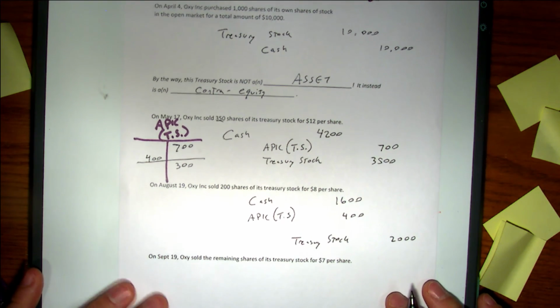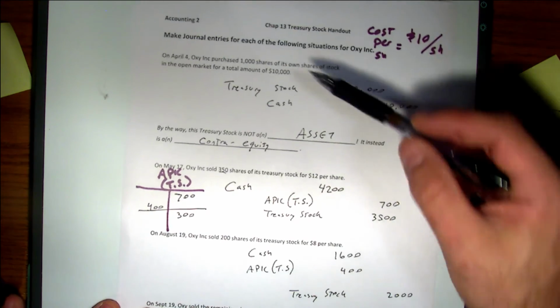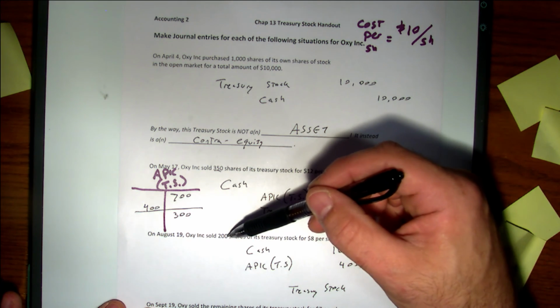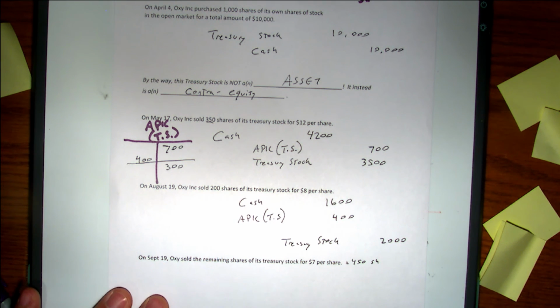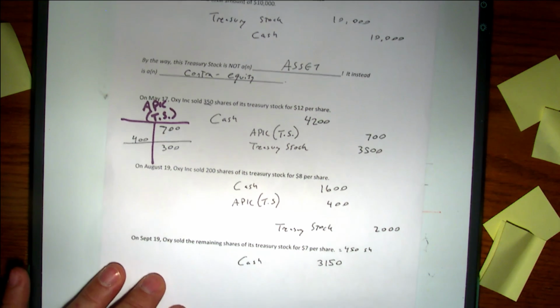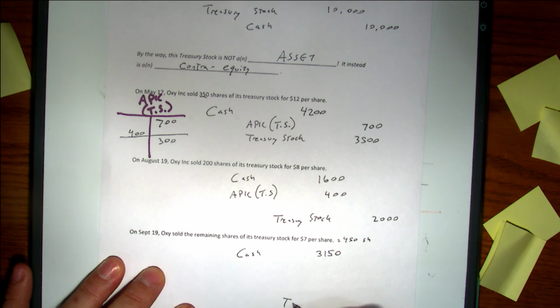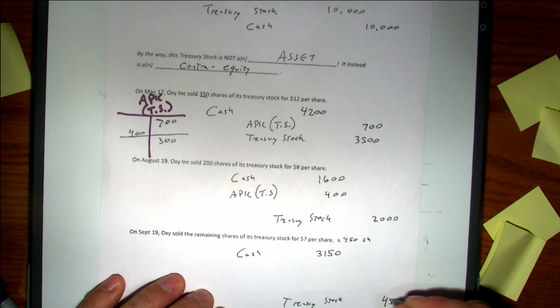Lastly, on September 19th, we sell the remaining shares of Treasury stock for $7 per share. How many shares is that, by the way? That's 1,000 minus 350 minus 200. 450. That's 450 shares. So 450 times 7 is how much? I got 3150. That's what I got. Cash of 3150. Okay. We credit Treasury stock for the number of shares, 450 shares, times the cost of $10 per share. So for $4,500, right?